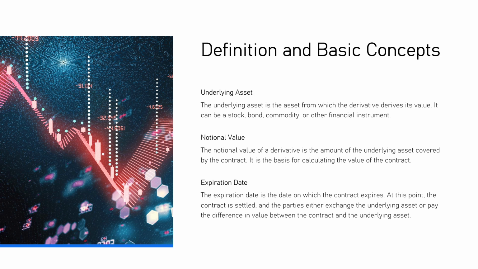Expiration date. The expiration date is the date on which the contract expires. At this point, the contract is settled and the parties either exchange the underlying asset or pay the difference in value between the contract and the underlying asset.